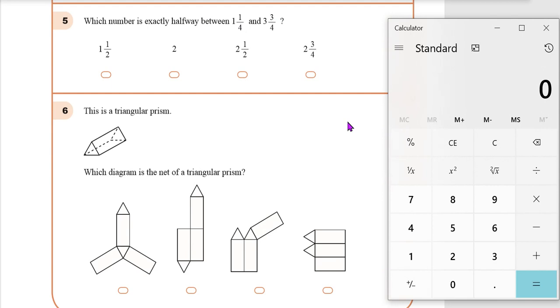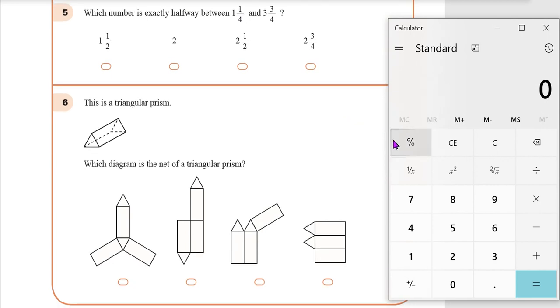The next one. Now, a calculator can be used for this. If you knew that a quarter is 0.25, you could just do it in a decimal form. So 1.25 plus 3.75 will give you 5, and then to find the midpoint between the two, you just need to get the average of the two, which is divided by how many they are, which is 2.5, which is this one right here.